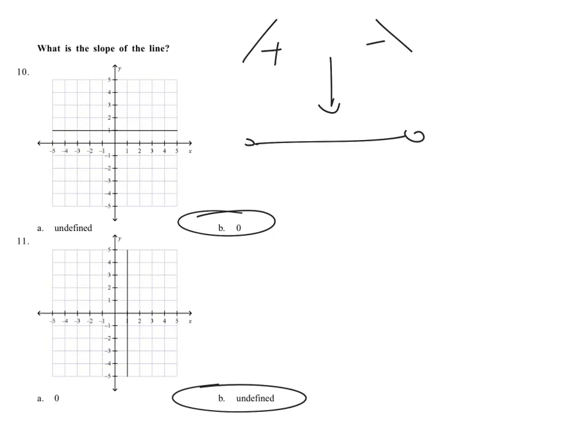But what you can also do is you can take any 2 points, and you could find the slope by doing y2 minus y1 over x2 minus x1. And in that particular case, you would get 0 divided by 5, which is just 0. That's the slope of 0.